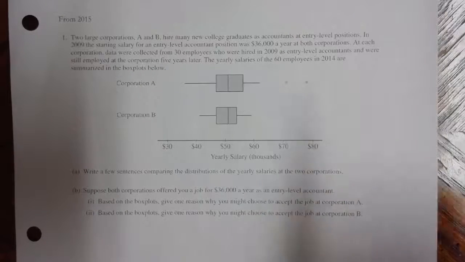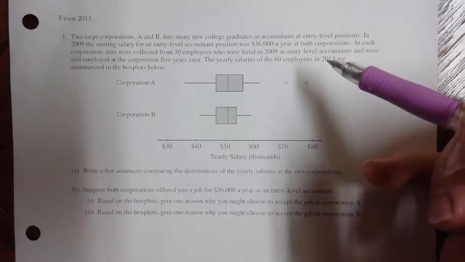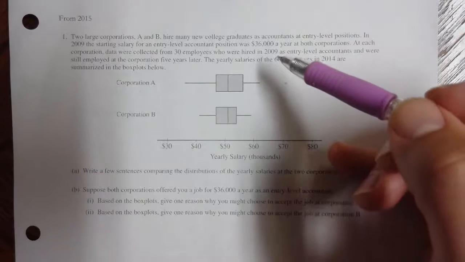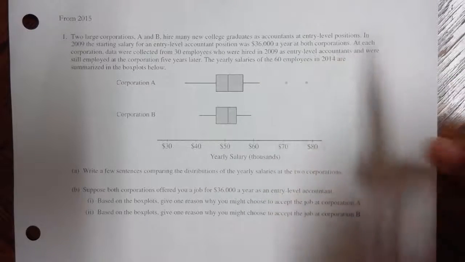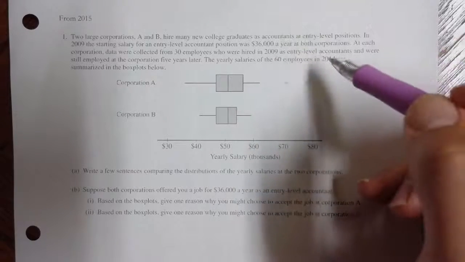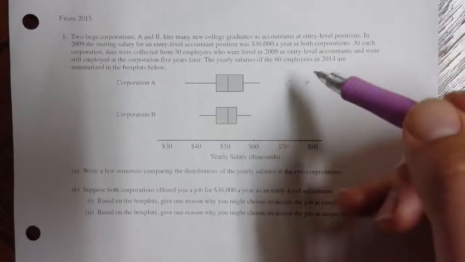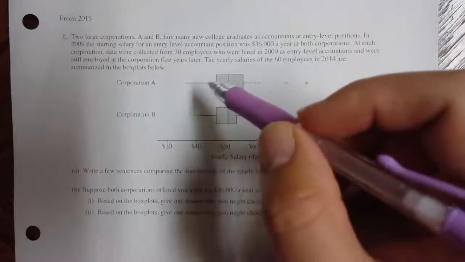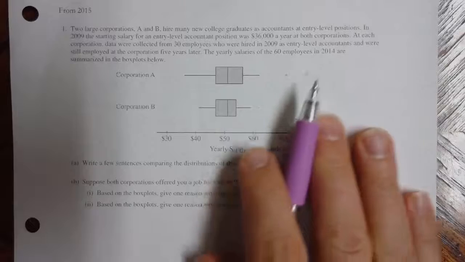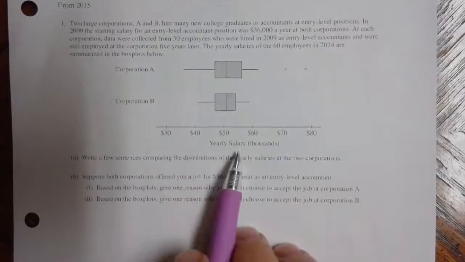The prompt starts with two large corporations, A and B, hire many new college graduates as accountants at entry-level positions. In 2009, the starting salary for an entry-level accountant position was $36,000 a year at both corporations. At each corporation, data were collected from 30 employees who were hired in 2009 as entry-level accountants and were still employed at the corporation 5 years later. The yearly salaries of the 60 employees in 2014 are summarized in the box plots below. And you notice from the box plots right away, you see these two outliers over here, and you have the yearly salary in thousands.